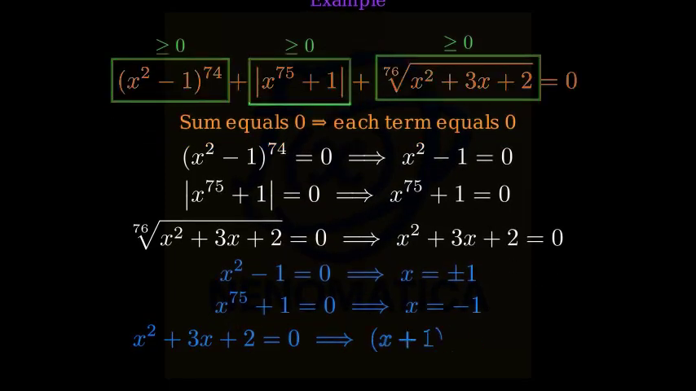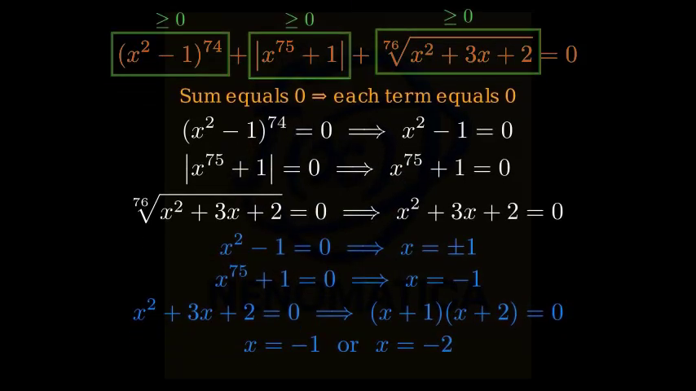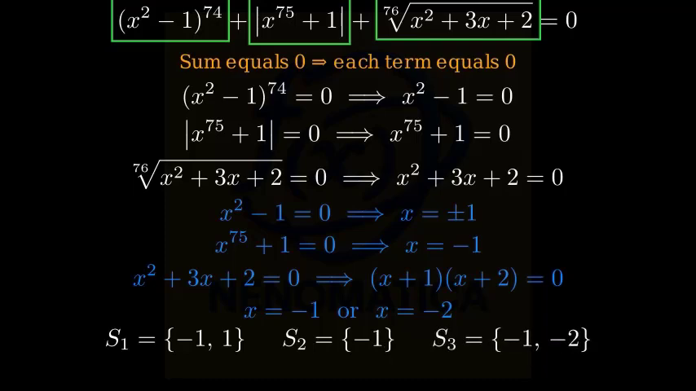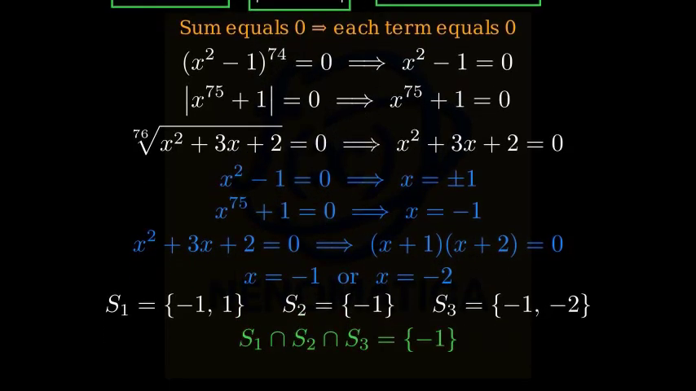From x squared plus 3x plus 2 equals 0, factor to get (x plus 1) times (x plus 2) equals 0. So x equals negative 1 or x equals negative 2. The solution to the original equation is the intersection of these 3 sets. From the first, we have {-1, +1}. From the second, we have just -1. From the third, we have -1 and -2. The common value across all three is -1.